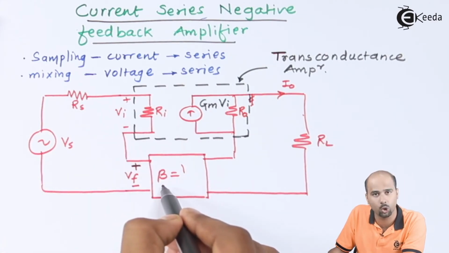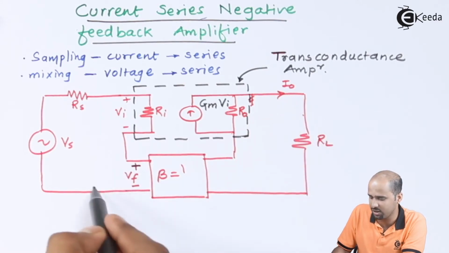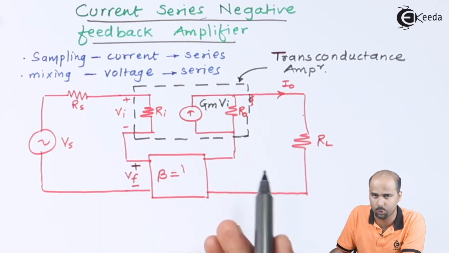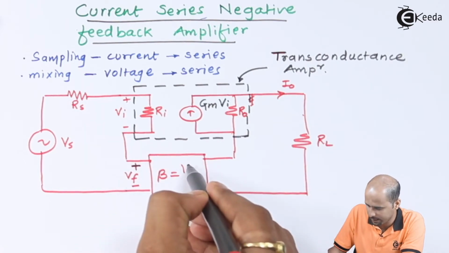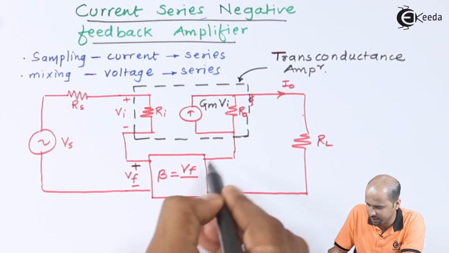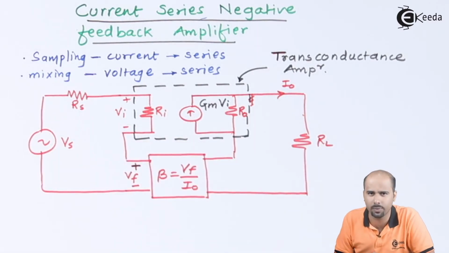Now what will be the value of B? B is nothing but the ratio of the output parameter and input parameter, right? The output parameter is Vf as far as this feedback is considered. So I can say that B is Vf divided by Io. Clear? Very simple phenomena.